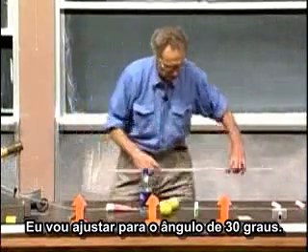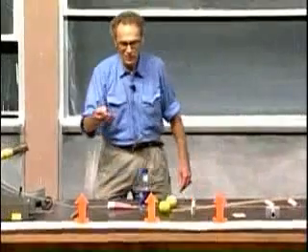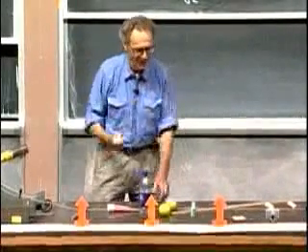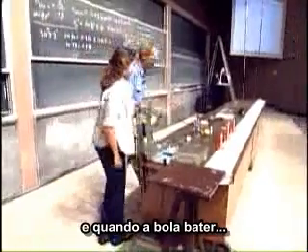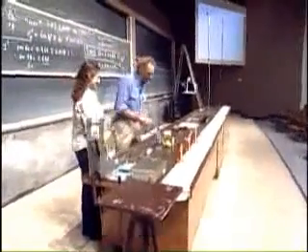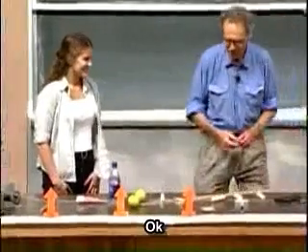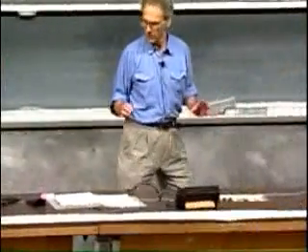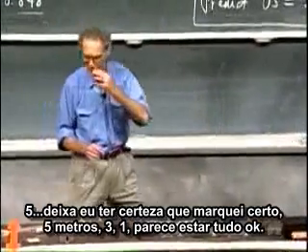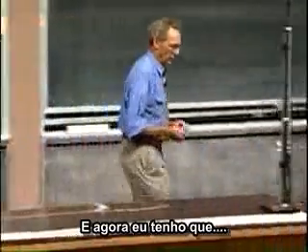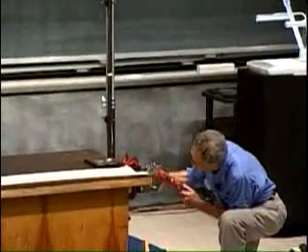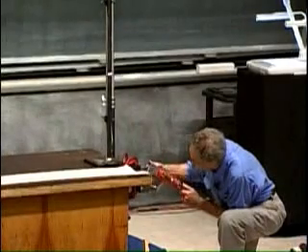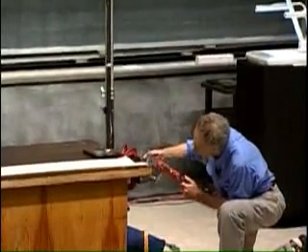I'm going to set the angle at 30 degrees. We need woman power here. Stay here. Stay out of the fire line. And when that ball hits, you jump on it. Yeah, you jump on it. Okay. Everything under control. Make sure I marked it right. 5 meters 31. That looks about okay. And now I have to change the angle to 30 degrees. Okay, it's as close as I can do it.